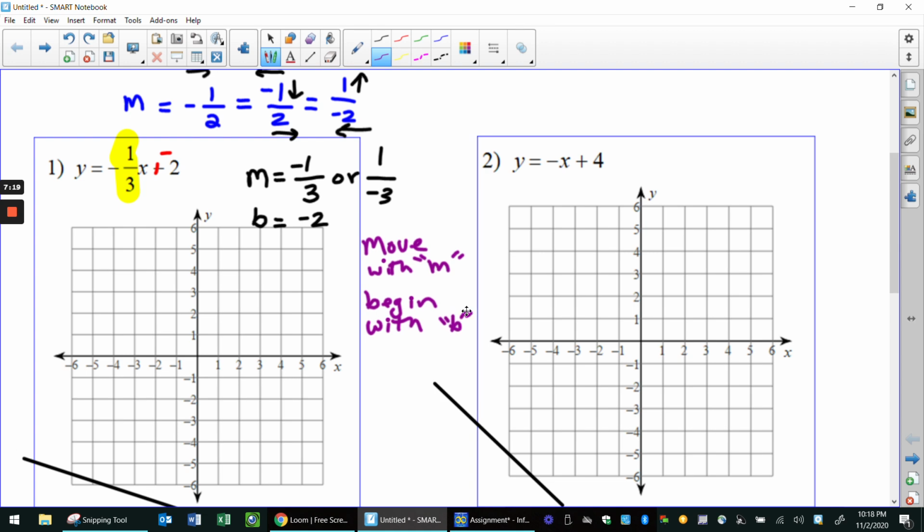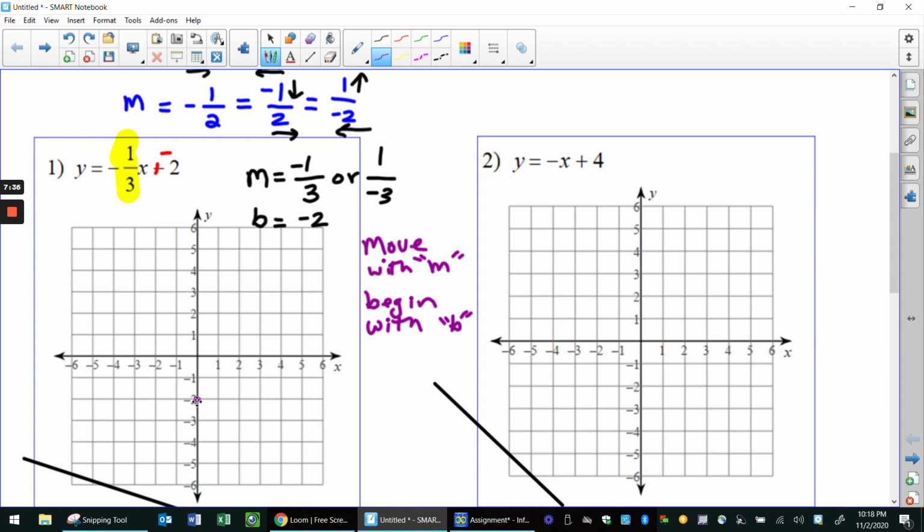Okay, so let's begin with b. B is our y-intercept. That's where our line is going to cross the y-axis, and we're going to begin right here at -2. We'll plot our point right there. That's our beginning spot. Then we're going to move with m.